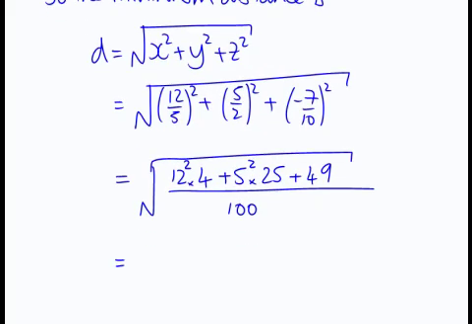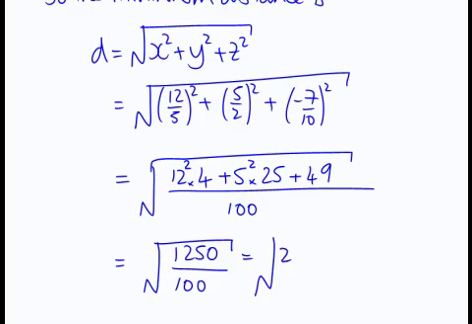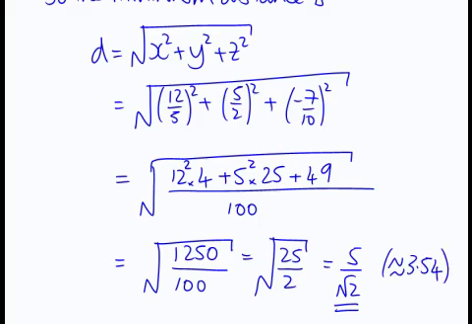So this ends up being, you have to just add all this up. I think I get 1,250 divided by the 100. And if you simplify that, divide through by 50 effectively, you get root 25 over 2. So that is 5 over root 2. And if you wanted it in decimals, it's roughly 3.54. But it's nicer to leave it exact, of course. And so this is the minimum distance from the origin to the point of intersection of those 2 lines that we were given at the start. And we've completed our problem.